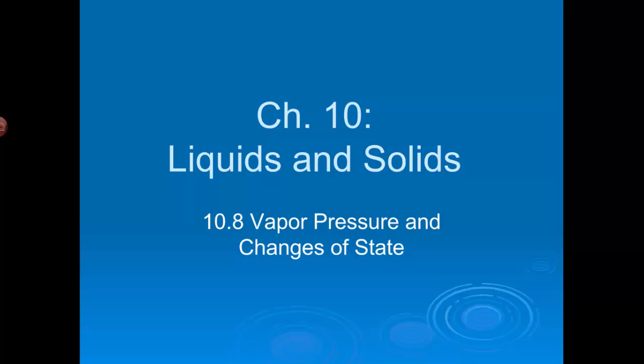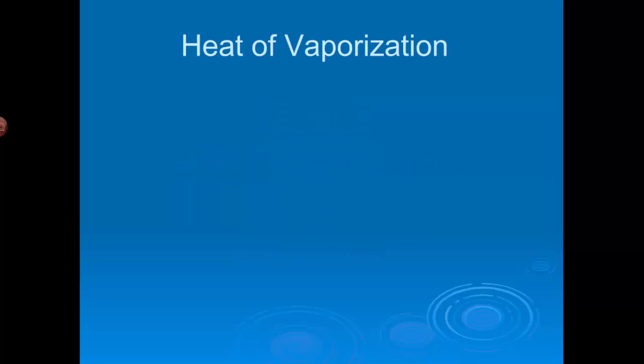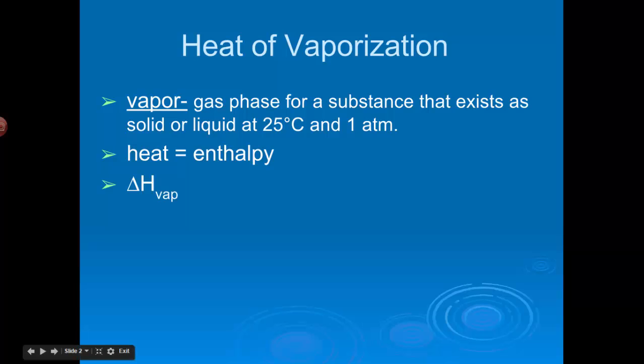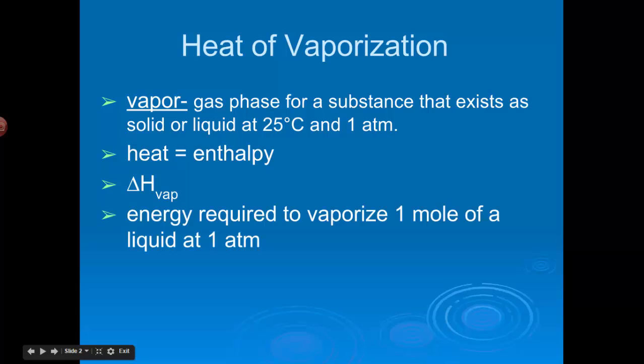So another property of liquids that we've sort of looked at before was something called vapor pressure. We've seen this briefly in looking at our behavior of gases in Chapter 5. To start out with, we're going to talk about the heat of vaporization. A vapor is a gas phase of a substance that normally would be a solid or liquid at room temperature. Heat, we know, means enthalpy. So what we're talking about then is the enthalpy of vaporization, right? The amount of energy required to vaporize a mole of a particular liquid at 1 atmosphere.